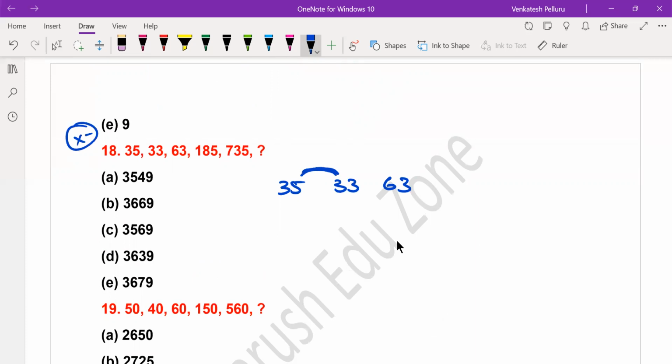Only the first and second number will not increase. Second number will decrease when compared to first number.